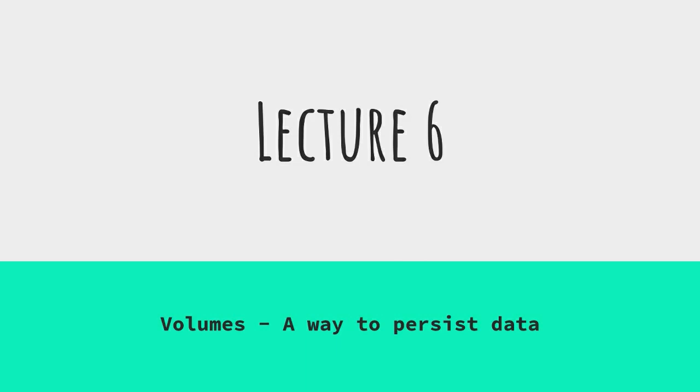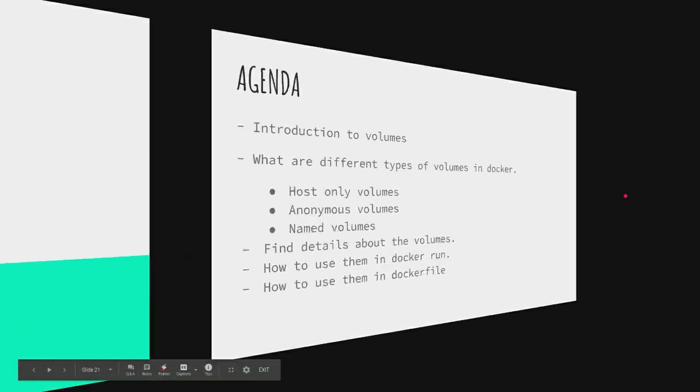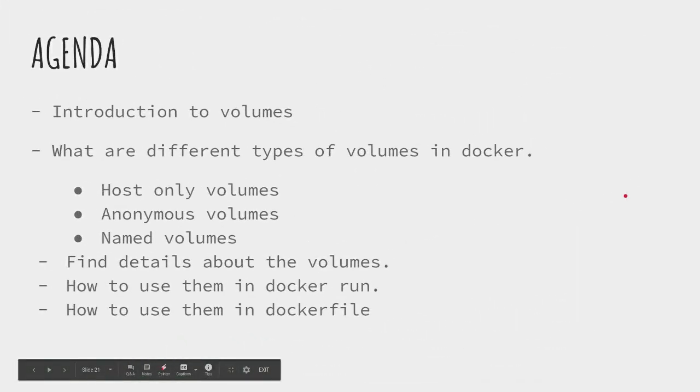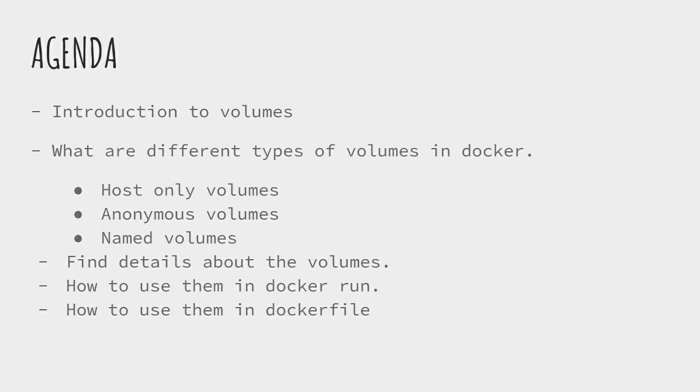Now let's jump into the agenda for today. We'll start with the introduction to volumes. We'll also look at some different types of volumes. We'll find details about the volumes. We'll dive into the container and see where the data is actually stored, what all things are required for a volume, and how Docker creates a volume. Then we're going to see how to use them in a Docker run command. And at the last, we'll look at how to use them in a Docker file.